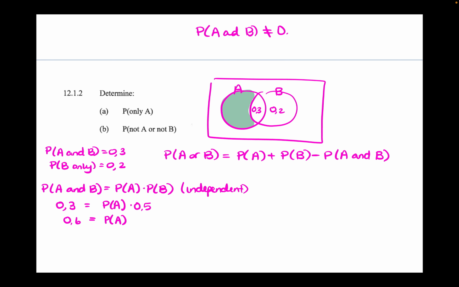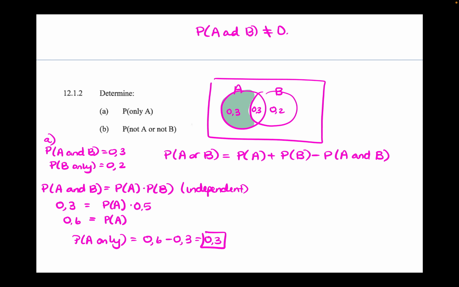That's the probability of A, but that isn't what they asked for. They asked for the probability of only A, and since we look back at our Venn diagram, we need to subtract off the probability of A and B. So the probability of A only is the 0.6, which we got, minus the 0.3, which is 0.3. And that's part A here.